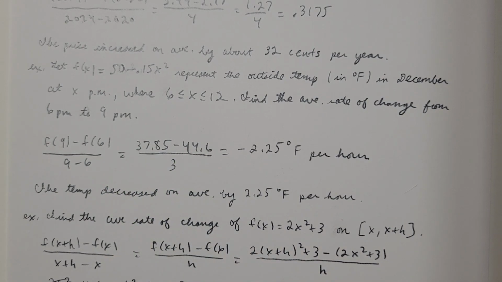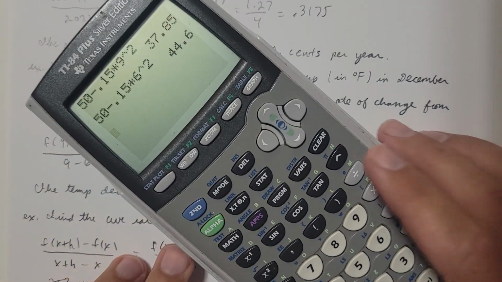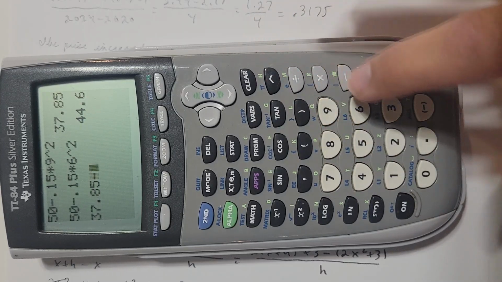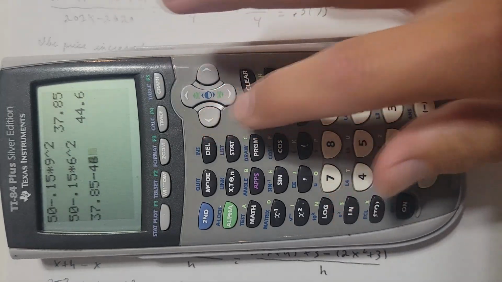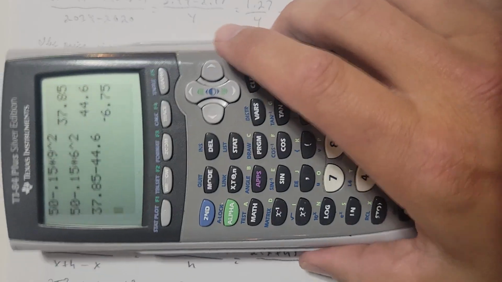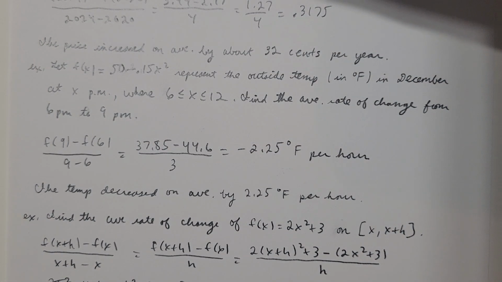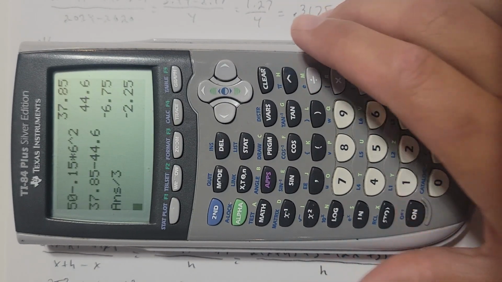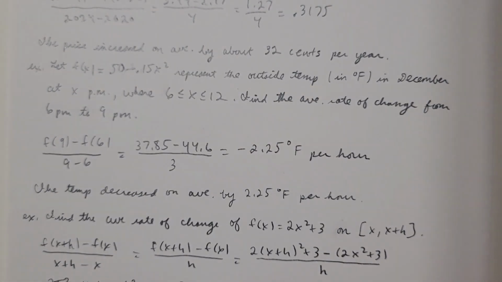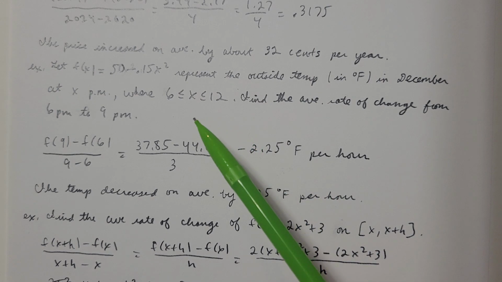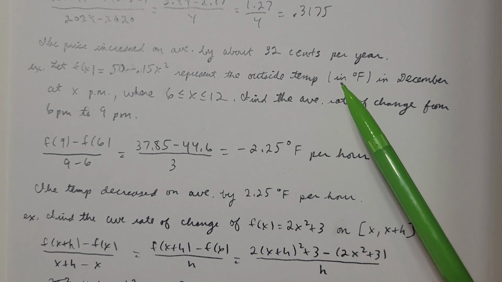So then 37.85 minus 44.6 is negative 6.75. And then when I divide that by 3, I'm getting negative 2.25. Okay, and that's a temperature value. The temperature is in degrees Fahrenheit.